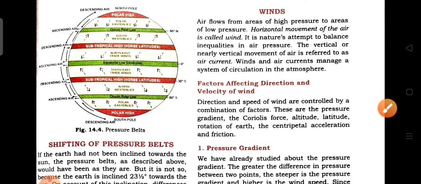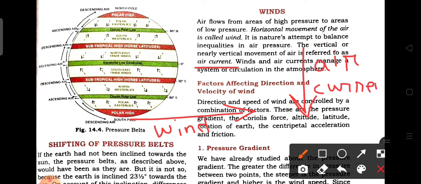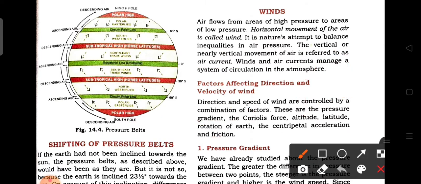The vertical or nearly vertical movement of the air is referred to as air current. So, horizontal movement is known as wind and vertical movement is known as air current. The wind and the air current manage the system of circulation in the atmosphere. So, these two components manage the circulation of the air in the atmosphere.